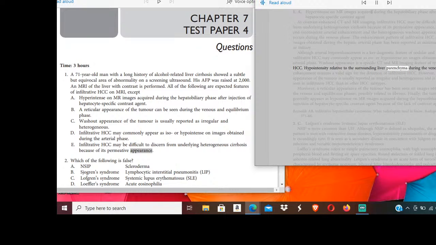Hypointensity relative to the surrounding liver parenchyma during the venous phase of enhancement remains a valid sign for the detection of infiltrative HCC. However, washout appearance of the tumor is usually reported as irregular and heterogeneous, and is less frequently seen in infiltrative HCC than in other HCC subtypes.